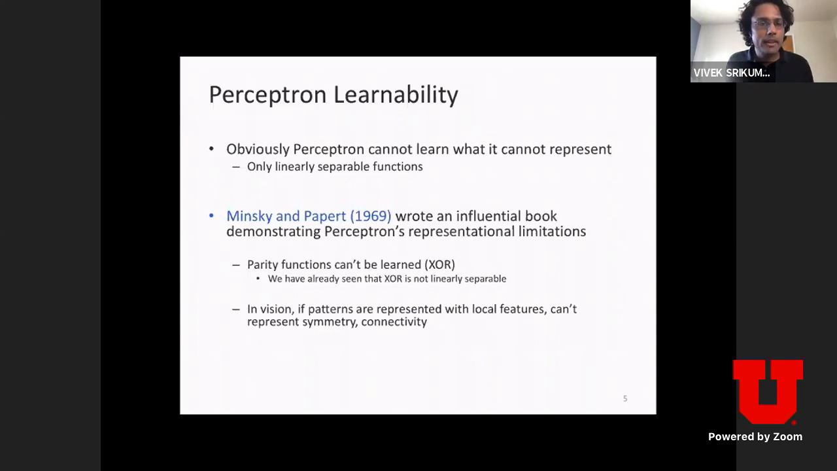It showed, among other things, that parity functions cannot be learned by the perceptron. We know why it can't be learned by the perceptron, because parity and XOR functions are not linearly separable. The perceptron algorithm can only learn linearly separable things, so of course it's not going to learn. And the argument went at that time, this means that it cannot represent things like symmetry, which is inherently a parity. So this was a big limitation, and this is what led to people becoming disenchanted with perceptrons specifically, and also neural networks in the early 70s.